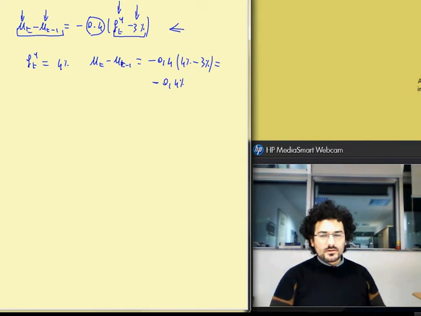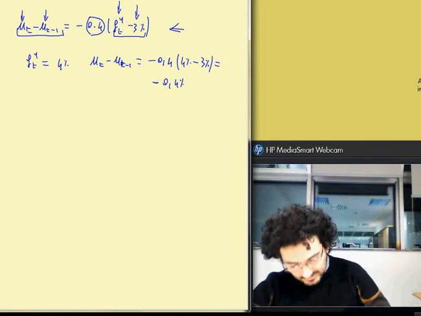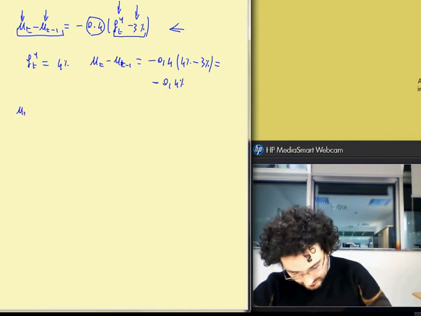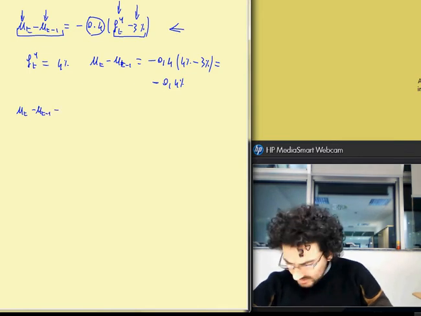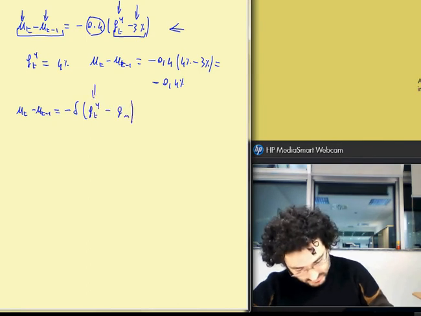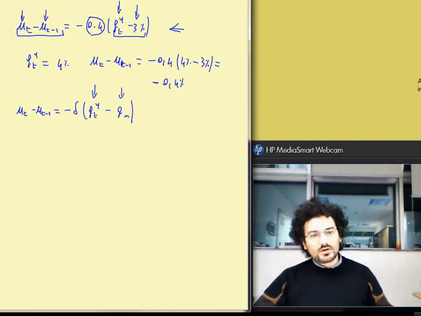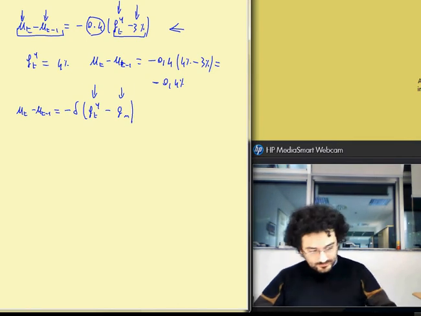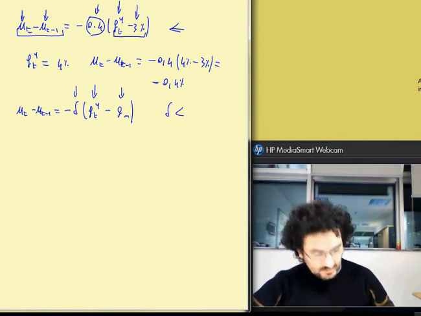The general rule, the general Okun law, can be written the following way: U_t minus U_{t-1} equals minus delta times (g_Yt minus g_N), where g_Yt is the actual rate of growth, g_N is the natural or potential rate of growth, and delta is this estimated coefficient, equal to 0.5, but generally a number smaller than 1.